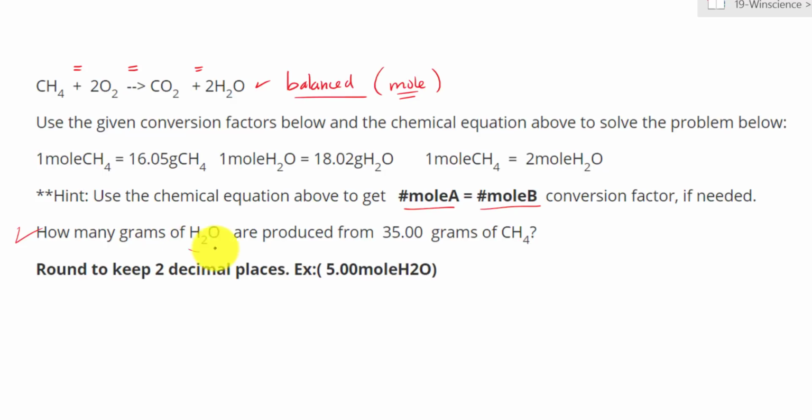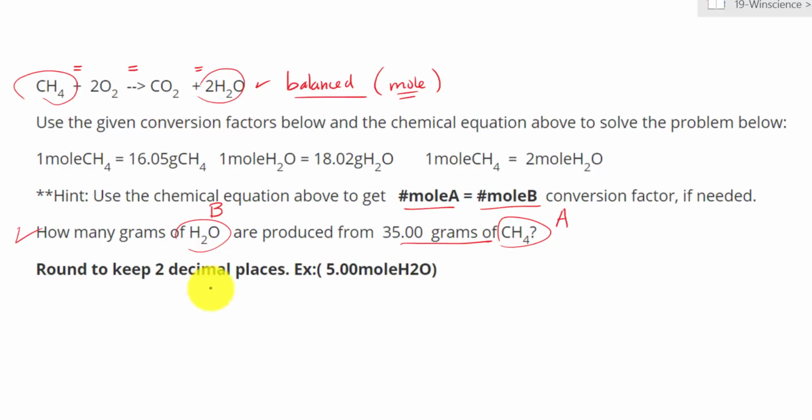Well, let's look at this problem. How many grams of water are produced from 35 grams of methane? So we know we are working with water and we are working with methane. Well, there are 2 different chemicals involved. That means one of the chemicals has to be A, and usually A is dealing with the given and B will be our chemical unknown. So that is how you know if you are going to use the mole A to mole B from the chemical equation or not, because the chemicals are completely different.